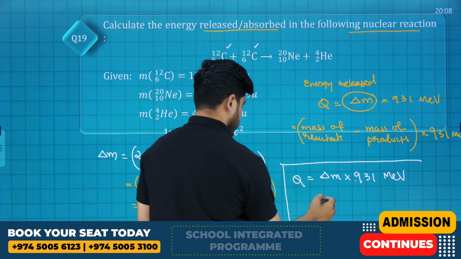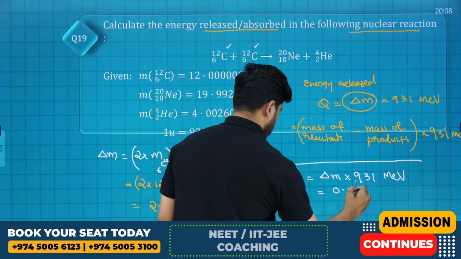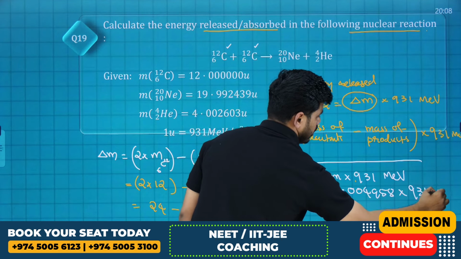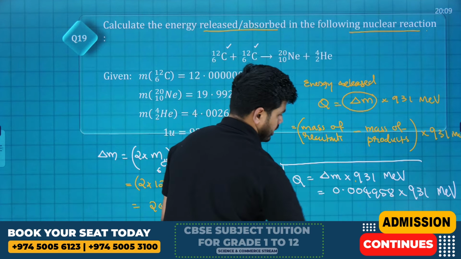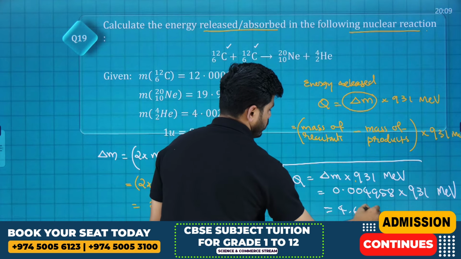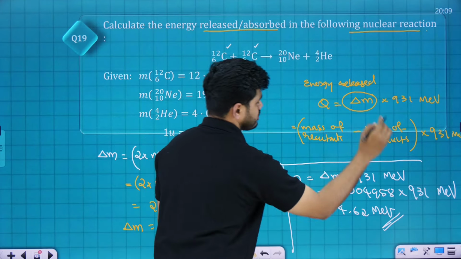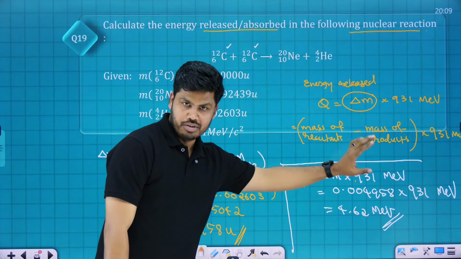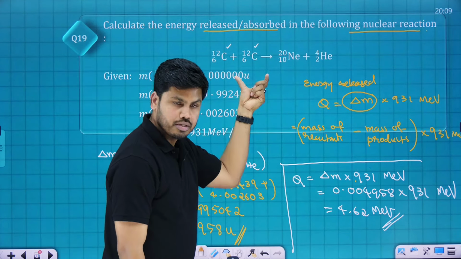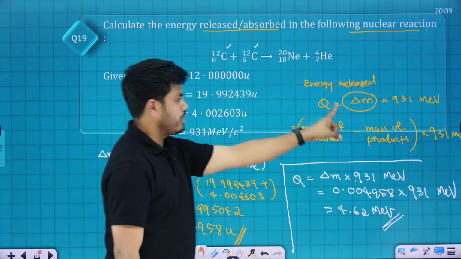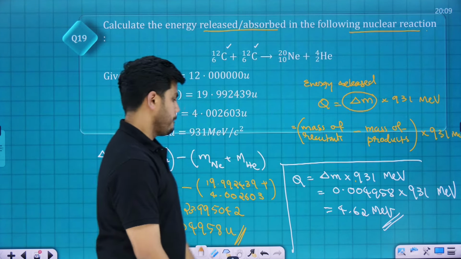So what is your Q value? That is 0.004958 into 931 MeV. That value you have to simplify and we will get 4.62 mega electron volt. That is the energy released in the process. So this is what you have to do in all the reactions. Take the total mass of the reactants minus that of the products. That will be delta M, multiplied with 931 MeV.